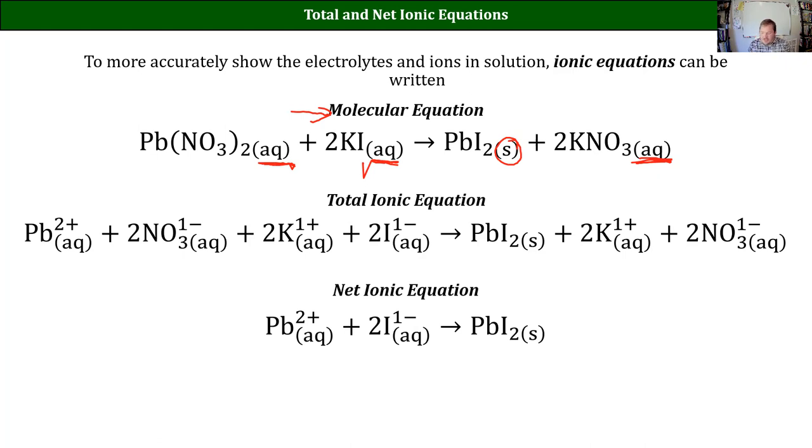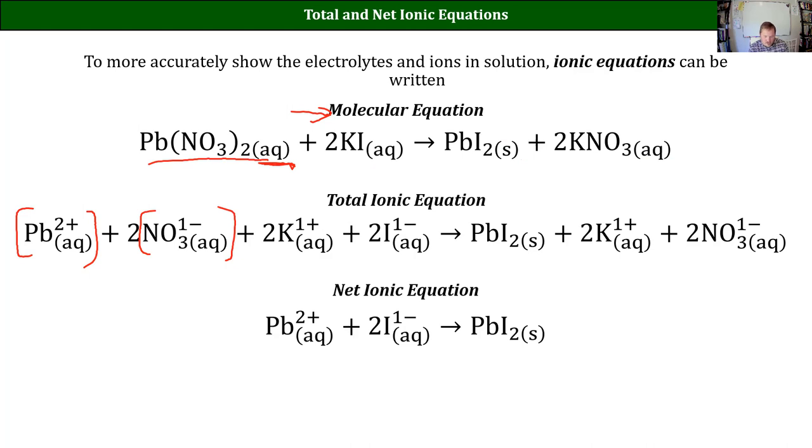However, we've also talked about this a little bit in class. When we have these aqueous ionic compounds, they don't really stay as individual molecules when you dissolve them in water. Really what you have is a bunch of ions separated from each other floating around. So if you have lead nitrate as an aqueous solution, what you really have is lead ions floating around and nitrate ions floating around, right?